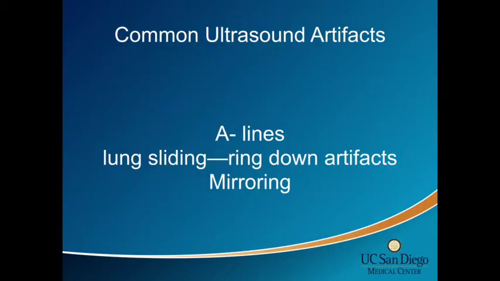So in any case, common ultrasound artifacts. A-lines are normal things you would see on ultrasound. Lung sliding is a normal thing on ultrasound. You get these ring down artifacts with lung sliding, which I'll go over. And mirroring are normal things you see with ultrasound. So the lack of these, or the addition of something else, might indicate that there might be some pathology going on.